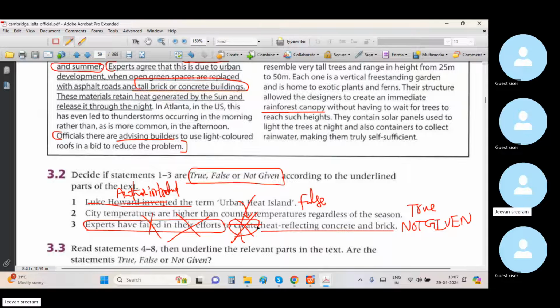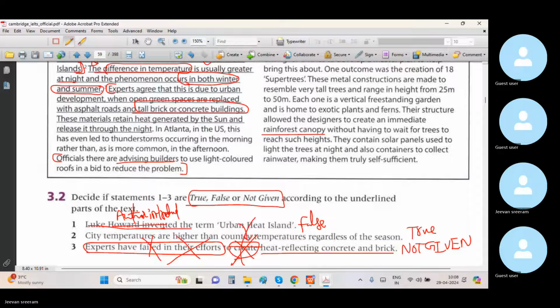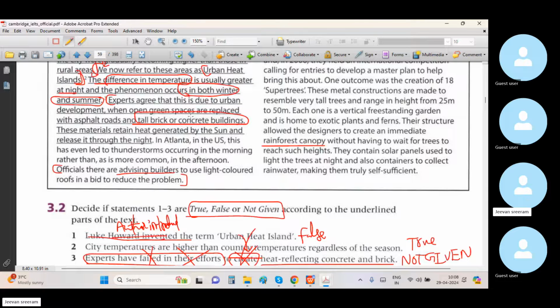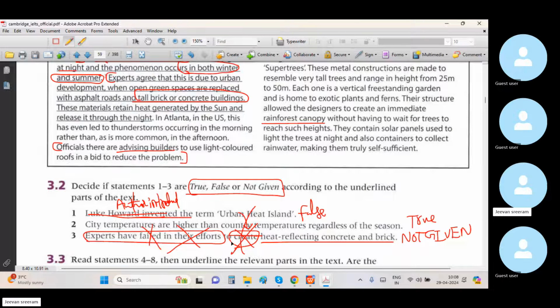So when can you say false? When the statement says officials have not encouraged. There is a problem with heat reflecting concrete and brick; there is no such phrase. If it should be false, it must be like: officials have not encouraged.